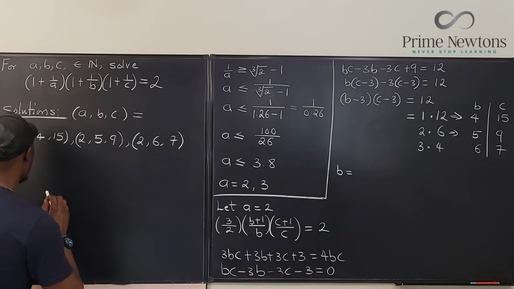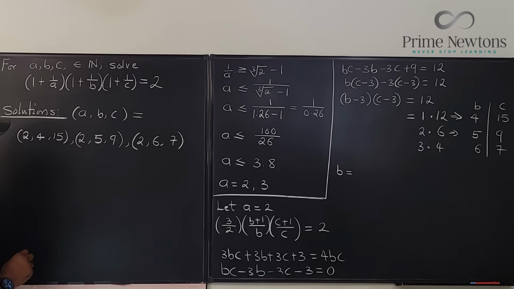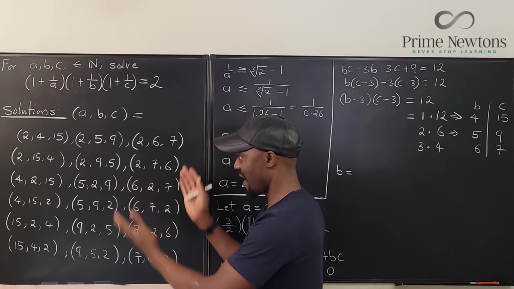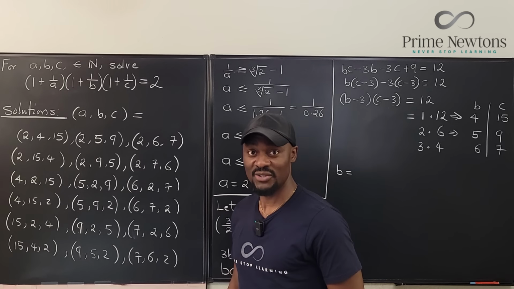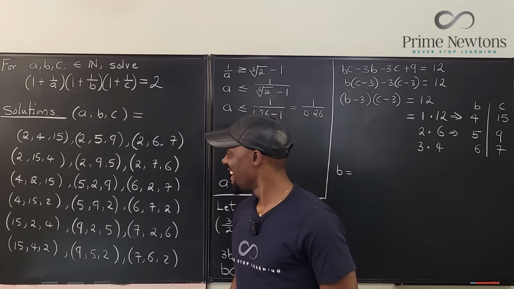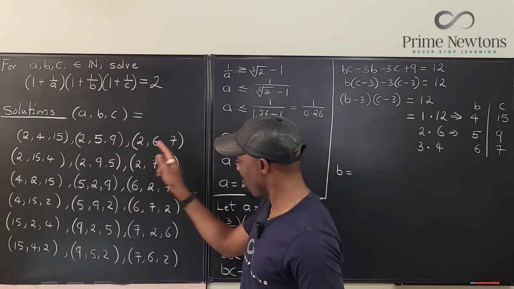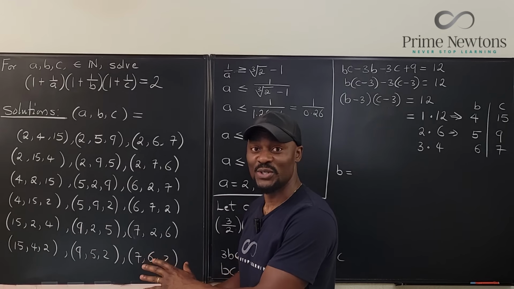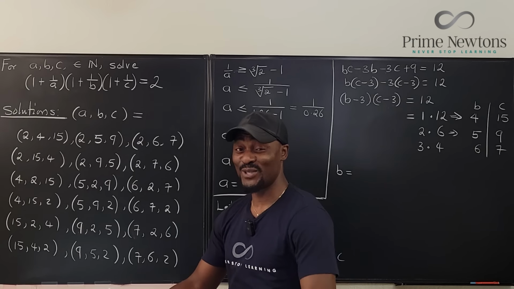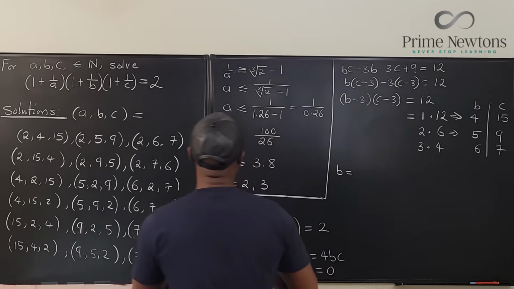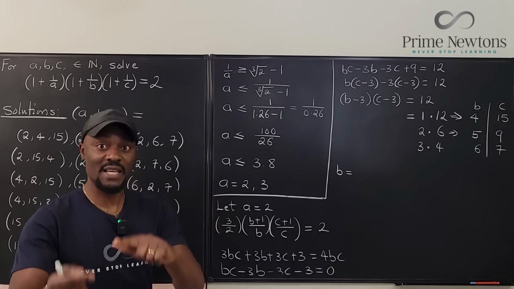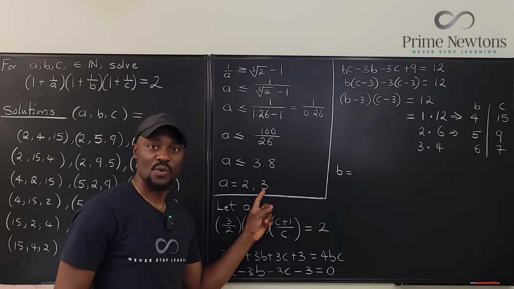I have written out all the possible combinations. And how many do we have? We got 3 by 6. We got 18 solutions already. Wow, we're so smart. Okay, now let's do the second condition when A is equal to 3.